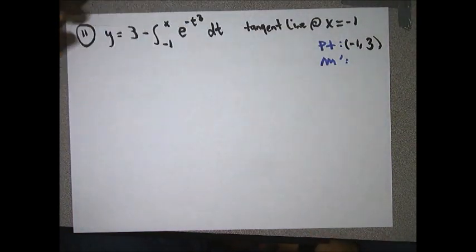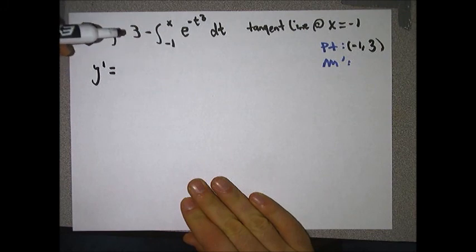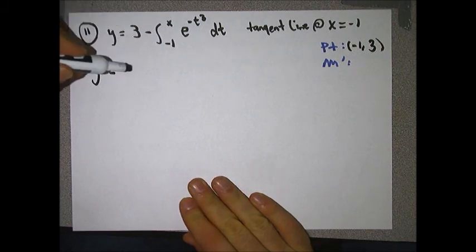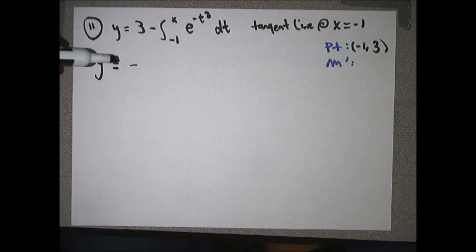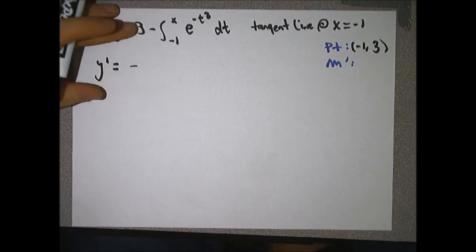Now I want to find the tangent line, so I need the derivative. So I'm looking for y prime. When I do y prime, the first thing I notice is this 3 is going to go away. So now I have a negative symbol. Now, the trick to this actually is keeping the negative symbol, because you notice we have x's and t's. So forget about the 3. The 3 is now gone.